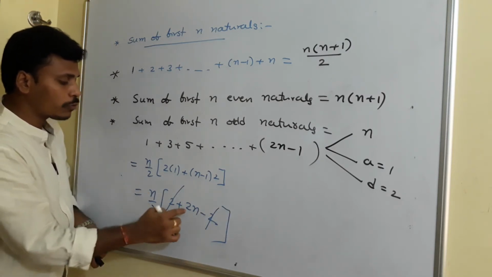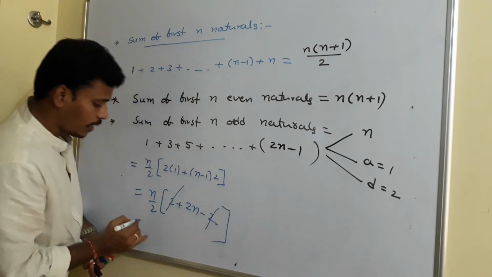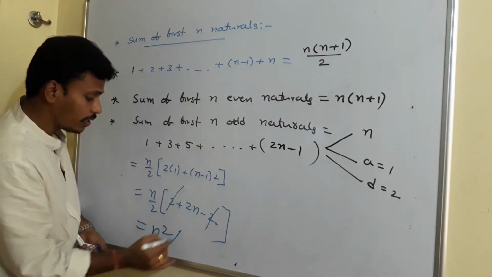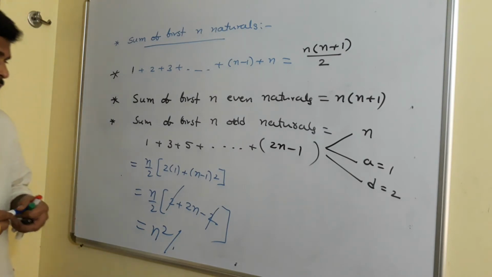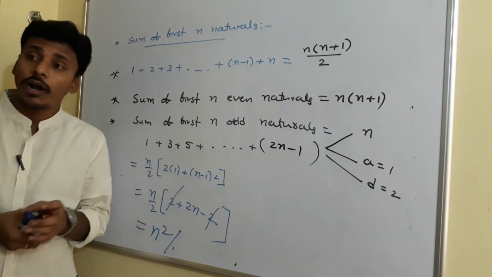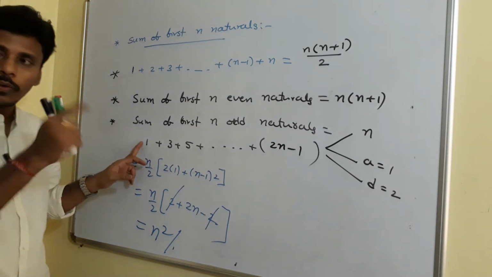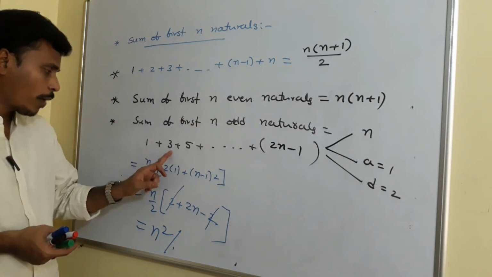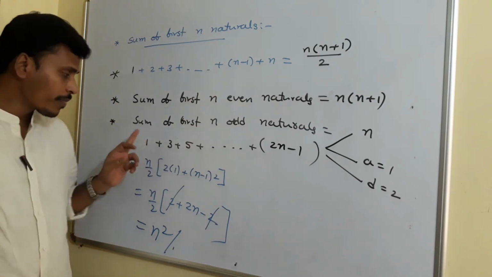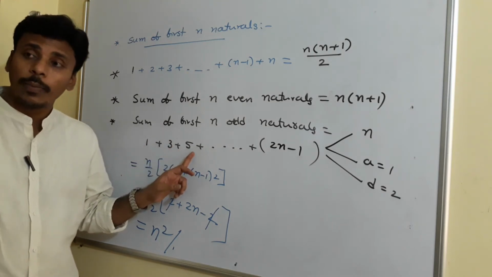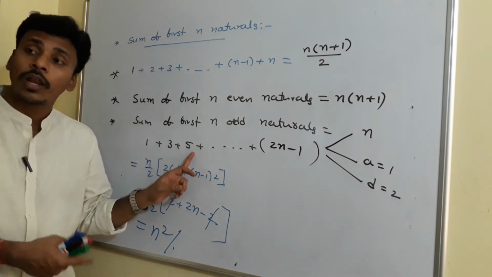Again, n by 2 times 2n is nothing but what? n square. Just have a look at this. Very wonderful thing: the sum of the first n odd natural numbers is n square. If you need, check it. First one, 1 square, okay. First two numbers, 1 plus 3, 4, 2 square, okay. First three numbers, 1 plus 3 plus 5, 9, 3 square, okay.